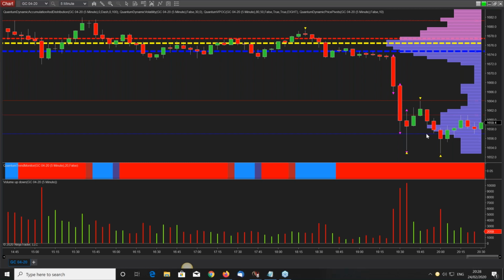And we've got a little platform of support here. This is slightly stronger because it's slightly wider. It's a couple of times that's been tested and held. So we've got a little platform building here of support, but as you can see here on the trend monitor, heavily bearish, remaining bearish for the time being.